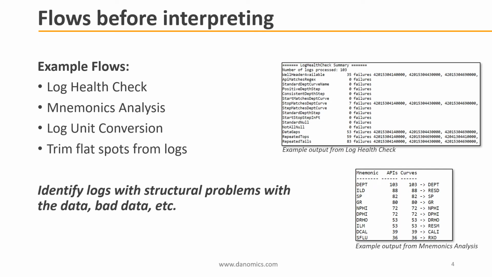Let's go into a few of those. Starting with flows before the interpretation, some examples that come to mind would be using our log health check tool to detect any structural problems with your data, running the Mnemonics Analysis tool to make sure that your alias tables are capturing all of your mnemonics fully, performing log unit conversions, or trimming the flat spots off the top and base of your logs. Those are all examples of flows that I would run before starting an interpretation.